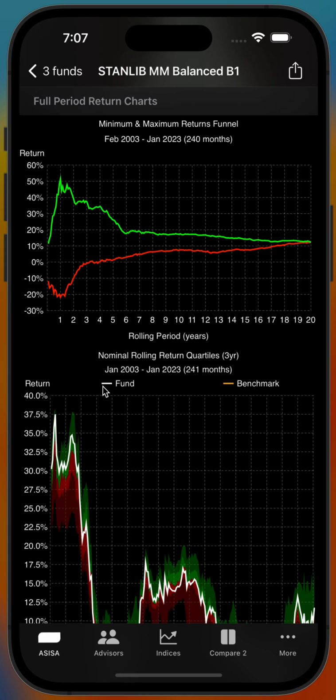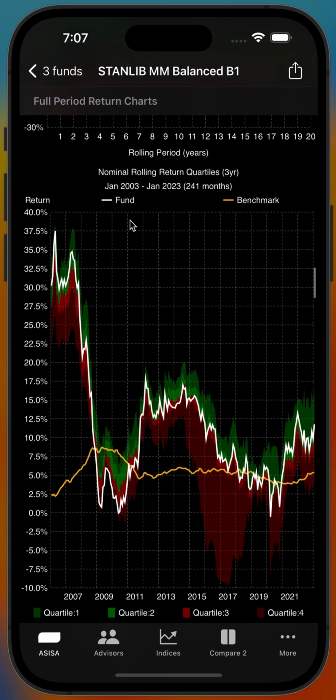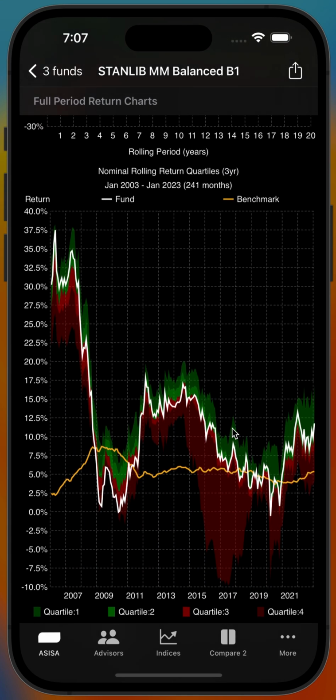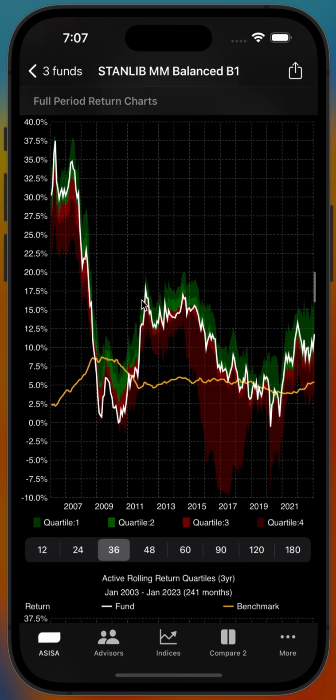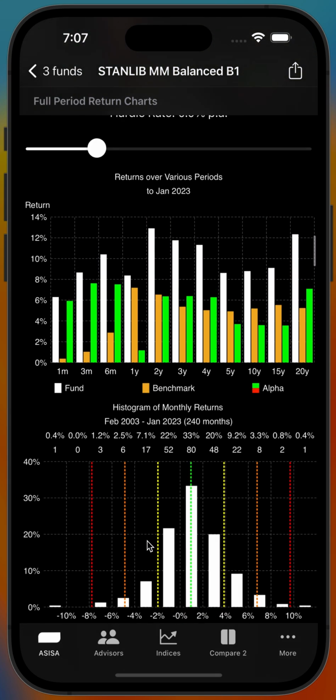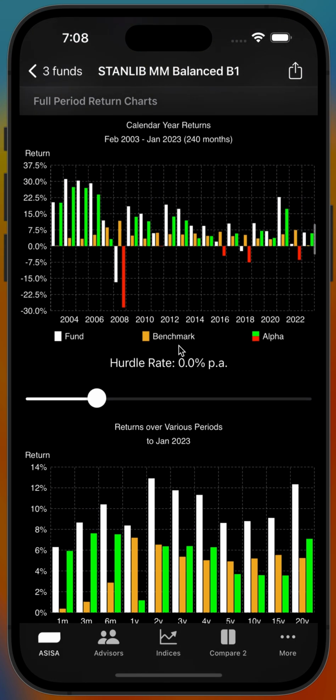Okay, there or thereabouts. Okay, here we've got the quartile ranking of the fund and the benchmark. And I think there's potentially a problem here with the benchmark. This doesn't look right unless the benchmark has been chosen to be something funny.